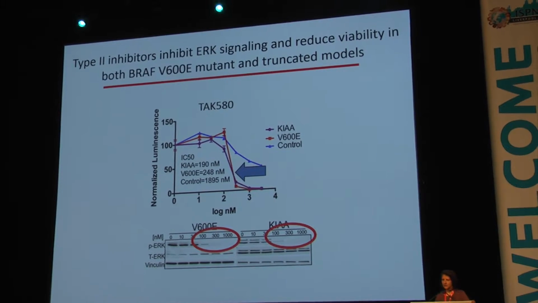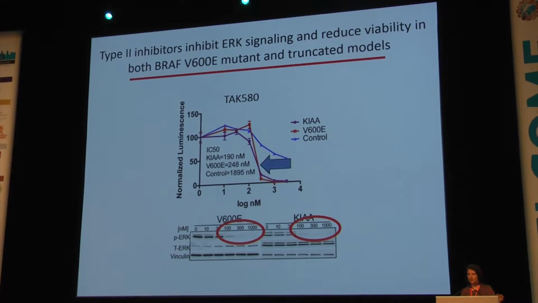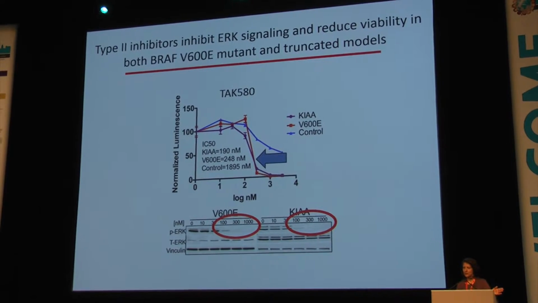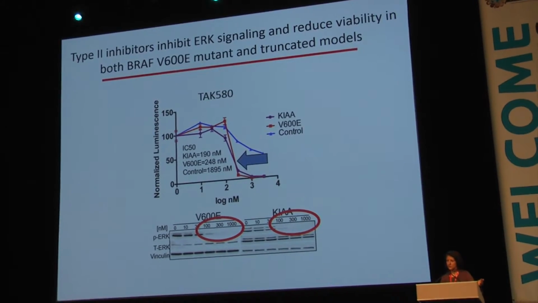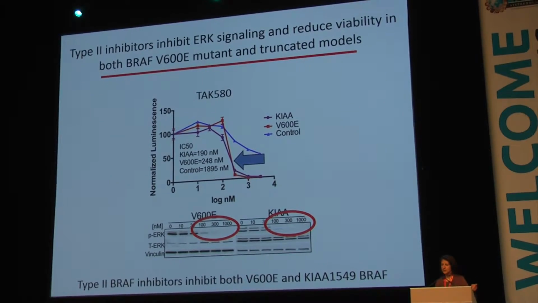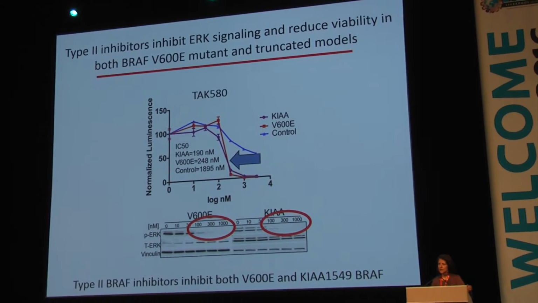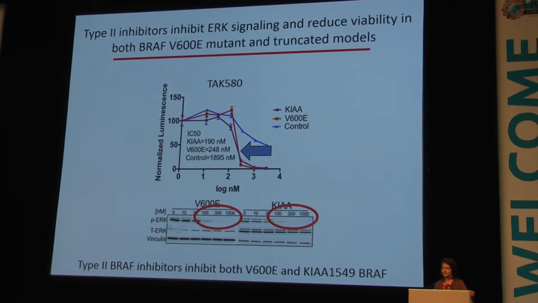So again, when we looked in vitro, what we saw was a decrease in cell viability as measured by cell luminescence in those cells transduced with both the V600E mutation or the fusion. And you saw an inhibition of phospho-ERK signaling in both cases as well, highlighting the fact that type II BRAF inhibitors do in fact inhibit both V600E mutants and those harboring the fusion.